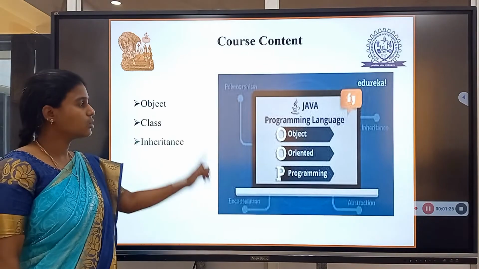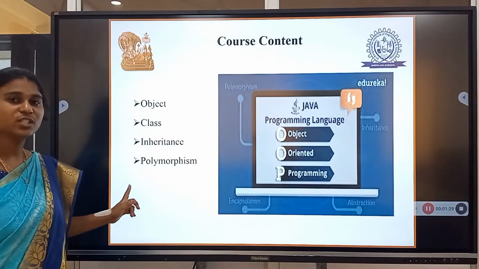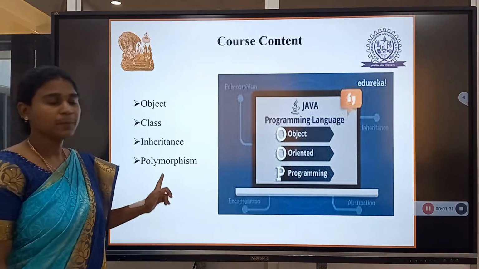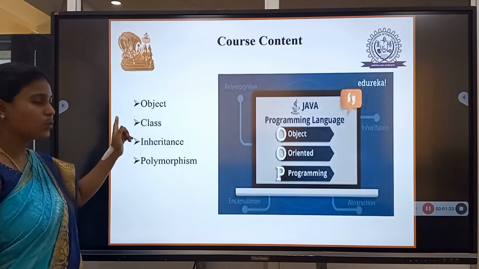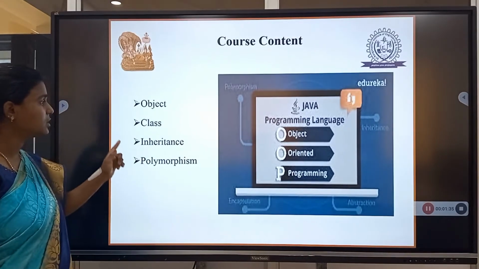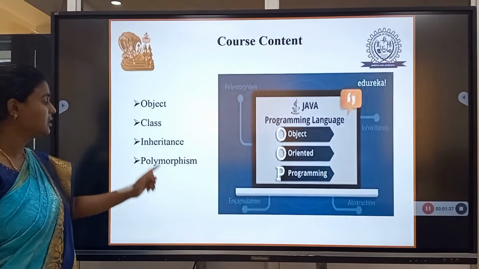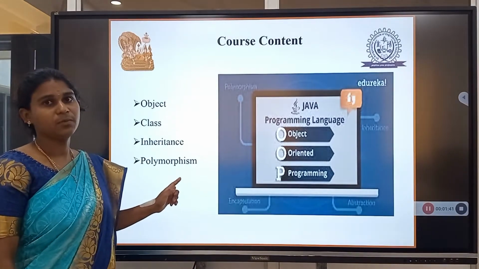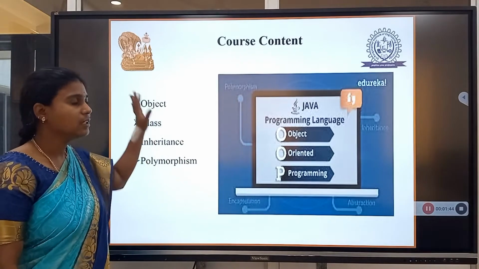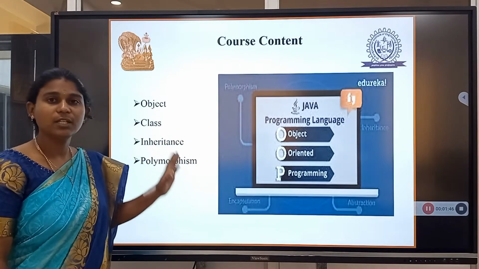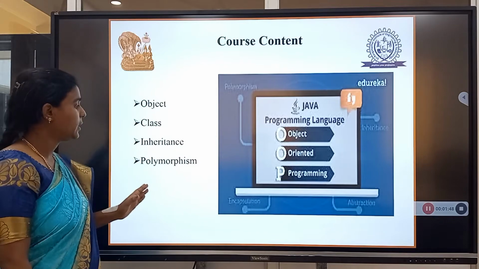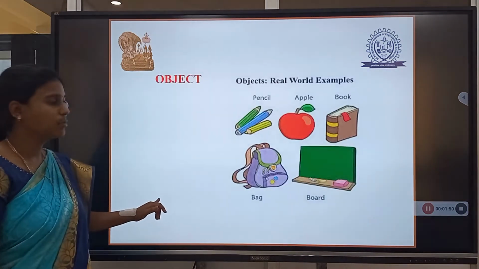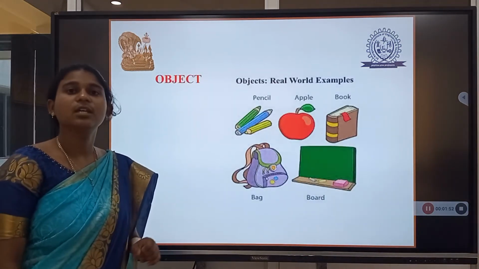These are all the pillars of object-oriented programming. What are the pillars? The first one is object, the second one is class, the third one is inheritance, and finally we are going to discuss polymorphism. Mainly we are focusing on these concepts to develop Java programs. Let's see one by one. The first one is object.